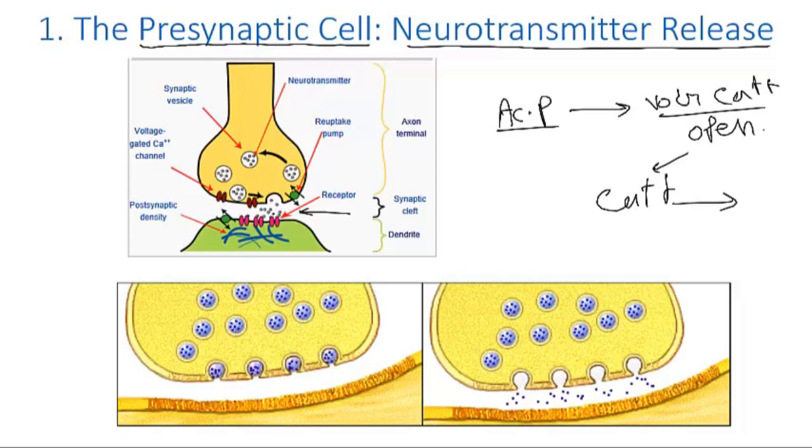Now, this neurotransmitter diffuses through the synaptic cleft, and it will reach the receptor and bind to the receptor on the surface of the postsynaptic cell. Now, chemically gated ion channels open up due to the binding of this receptor. Okay? Because this is not about the voltage.